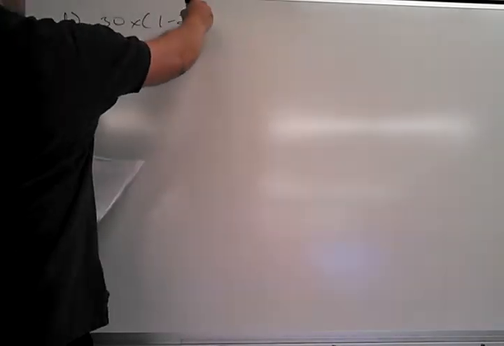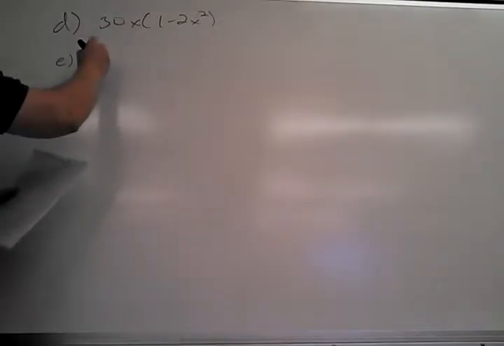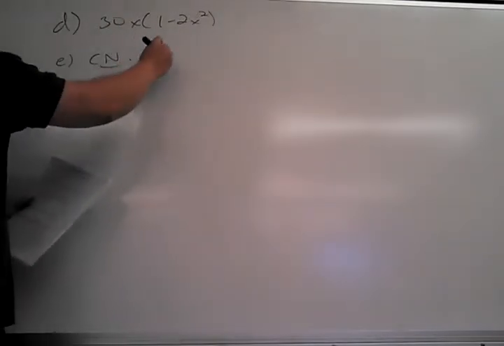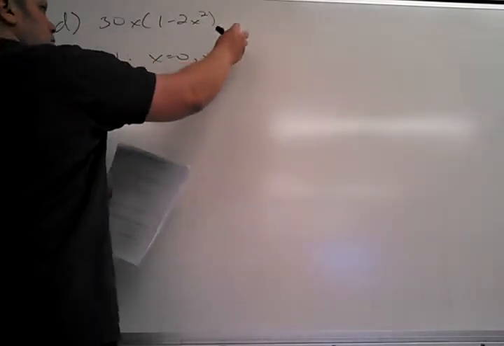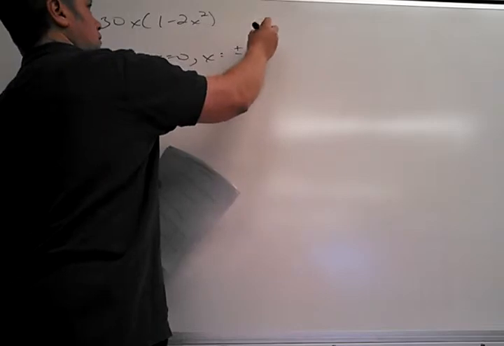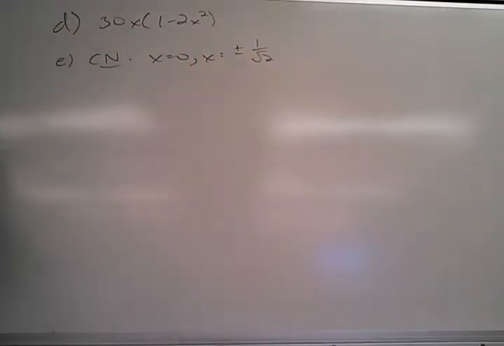So we left off, we found the critical numbers from part D. Just kind of catch up to where we were. So part D, we had this. So part E, we found the critical numbers were x equal to 0 and x equal to plus or minus 1 over root 2. Cool.